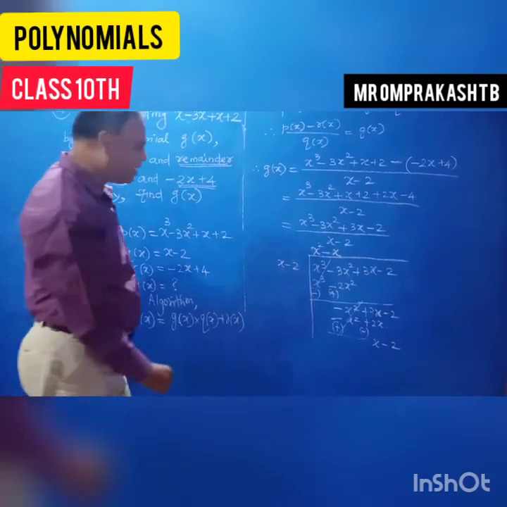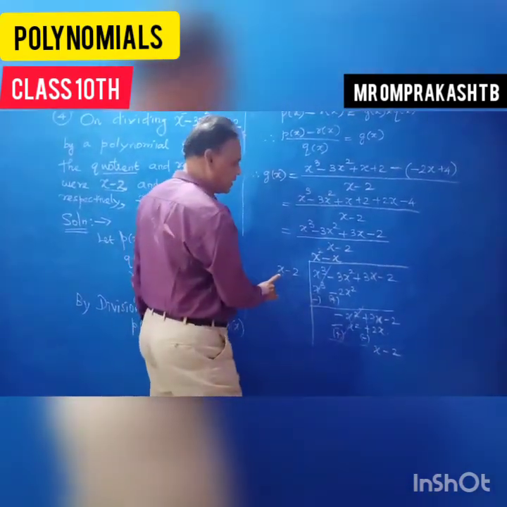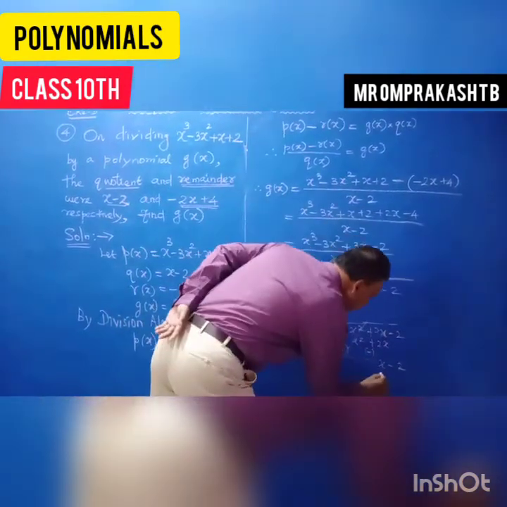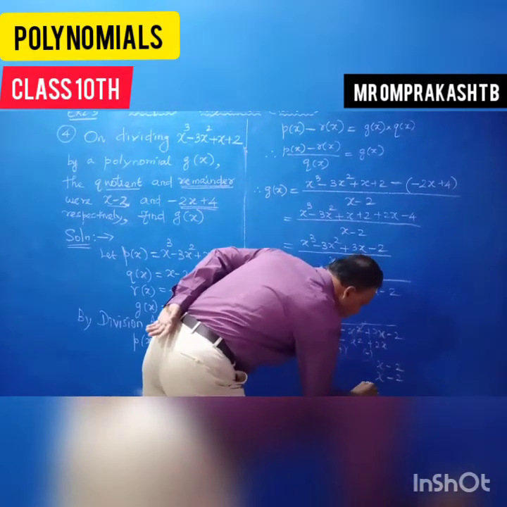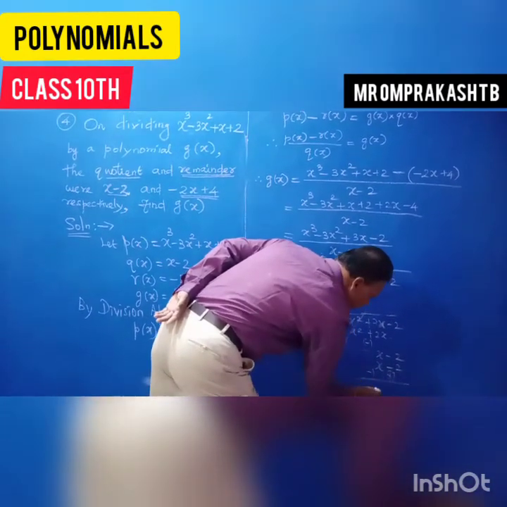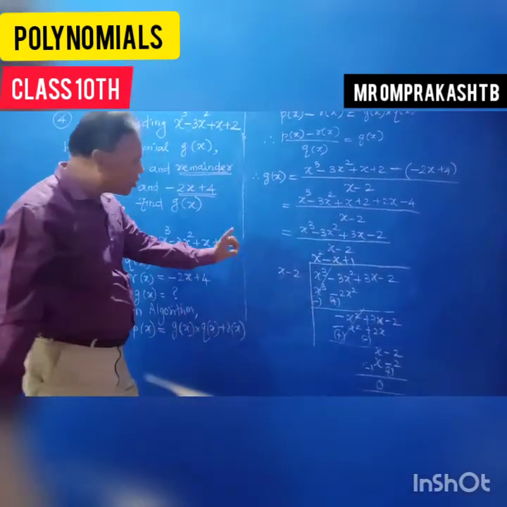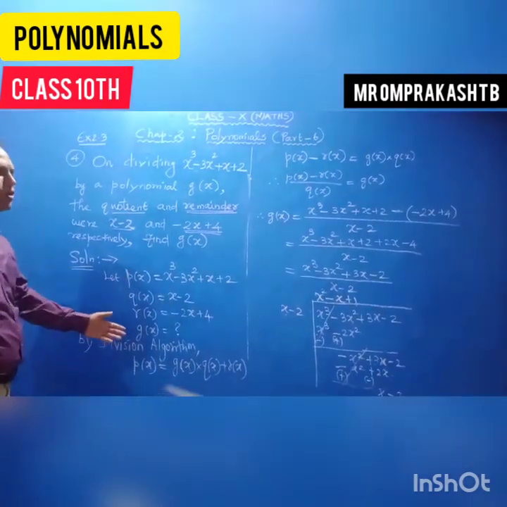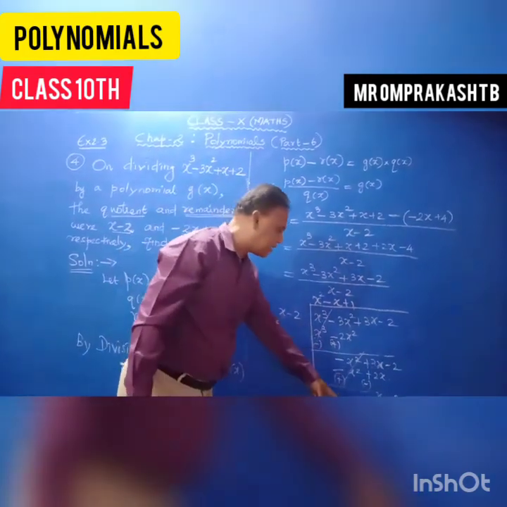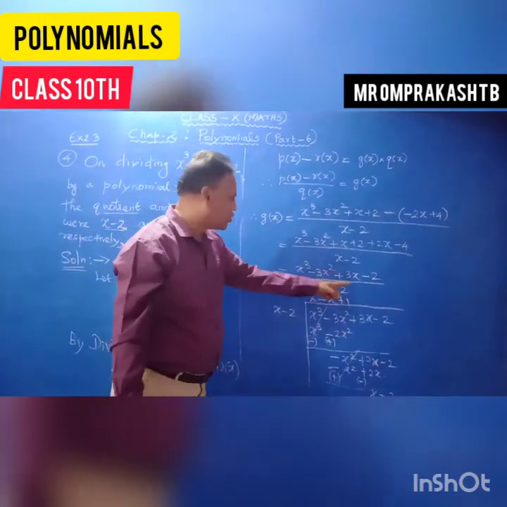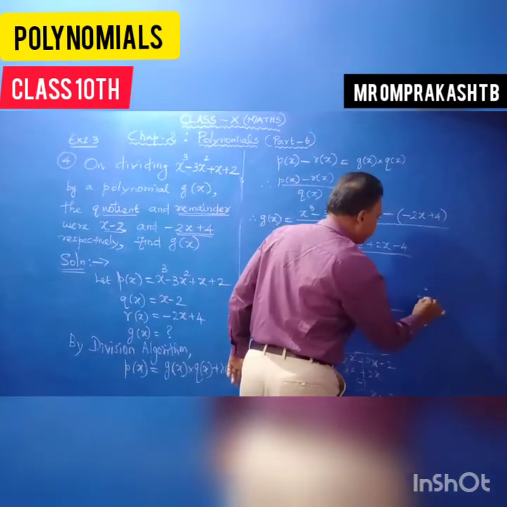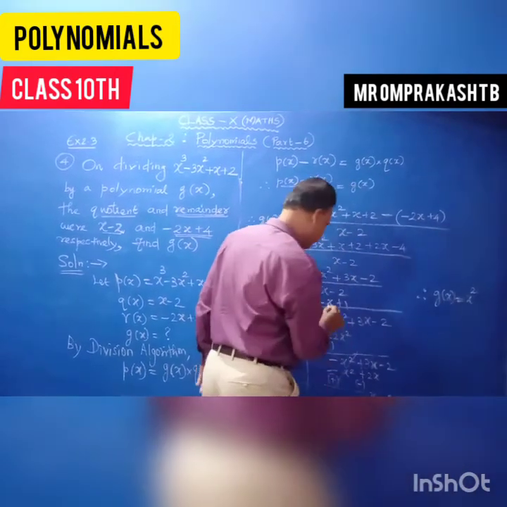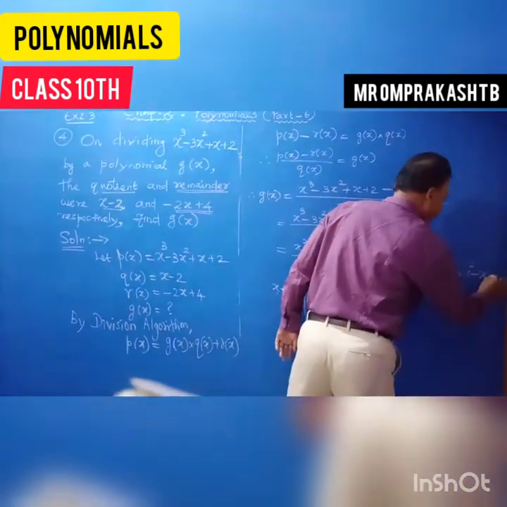Clear? Now again this x divided by this x means plus 1. Multiply by x minus 2, same thing you will get. So minus plus, that is 0. Here also you should get remainder 0 because the division algorithm is satisfied by these polynomials. That's why if you divide you have to get 0. Then only you will get the actual g of x. Therefore g of x is x squared minus x plus 1.